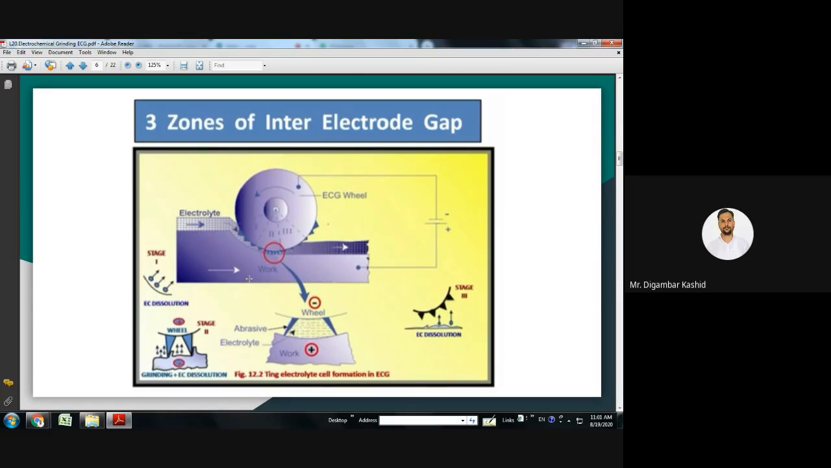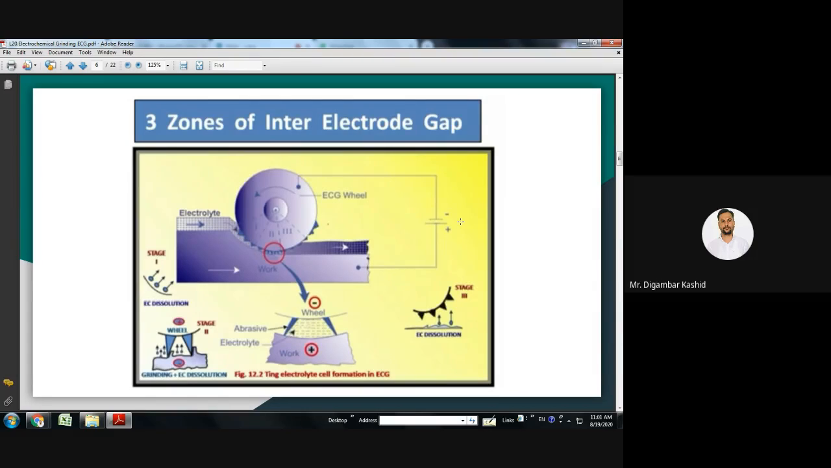In this electrochemical grinding machine, your grinding wheel will act as a cathode, and the workpiece will act as an anode. You can see here, the workpiece is connected to the positive terminal of your power supply, and your grinding wheel is connected to the negative terminal of the power supply.